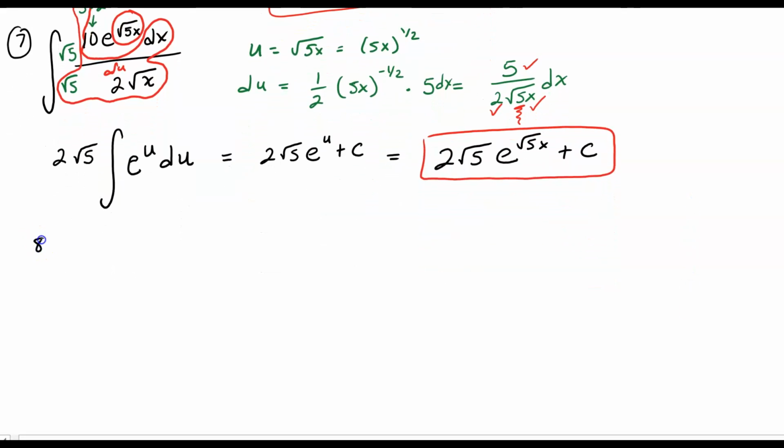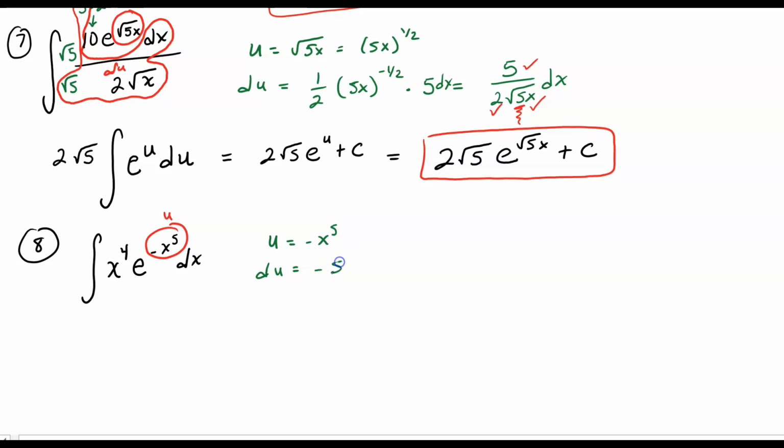This will be the last one for this video. All right, let's see here. This one's rather nice. We've got an integral x to the fourth e to the negative x to the fifth power dx. So again, another u sub. We're going to pick u to be this negative x to the fifth. And our du is pretty simple. It's negative 5x to the fourth dx.